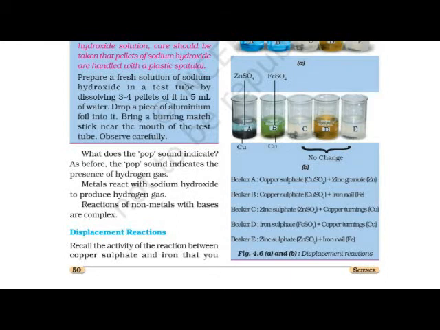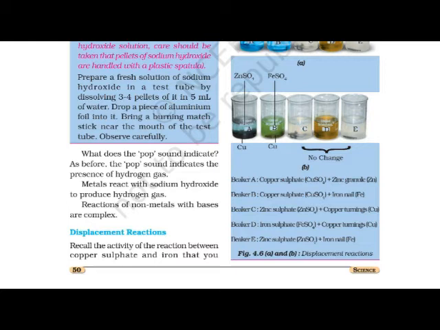Session number 5 of lesson number 4, materials, metals and non-metals. In previous sessions we have seen the physical properties of metals and non-metals. We have also seen some of the chemical properties of metals and non-metals, such as reactions with oxygen, reaction with water, reactions with acids, and reactions with bases. And today we are going to start the displacement reactions on page number 50.